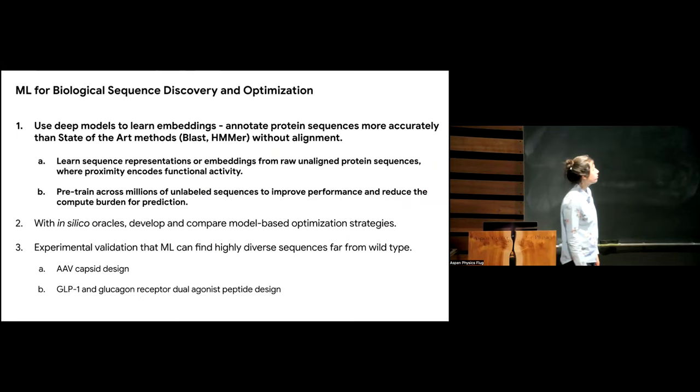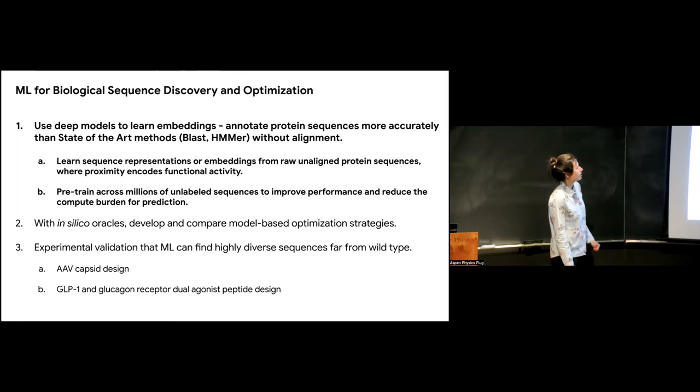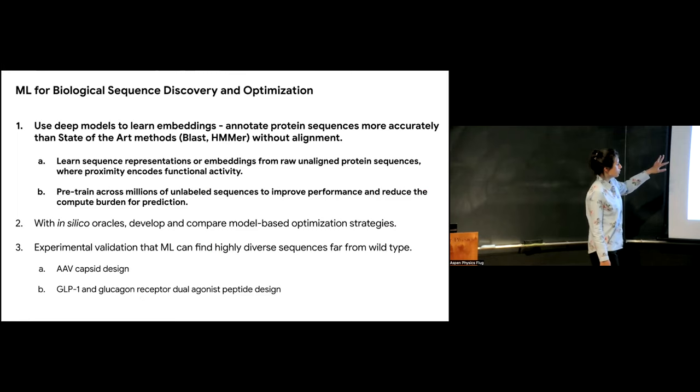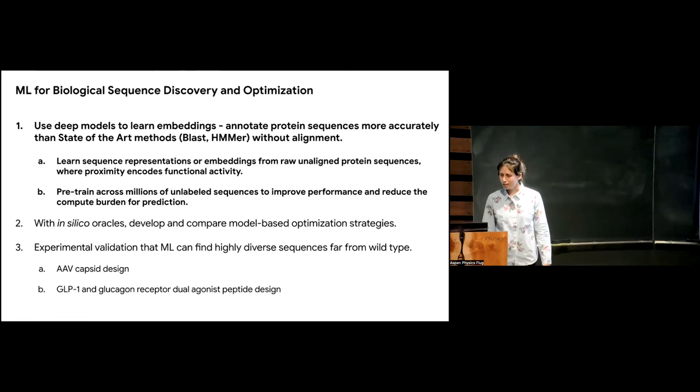There are 3 parts to this talk. We'll first talk about using deep learning models to learn embeddings and annotate protein sequences really accurately. Then I'll talk a little bit about how we can do optimization of the models that we build, which is a discrete space, so the optimization is a little bit tricky. And then I'll talk about the experimental validation, which is where we ask whether any of this stuff actually works once we get into the lab.